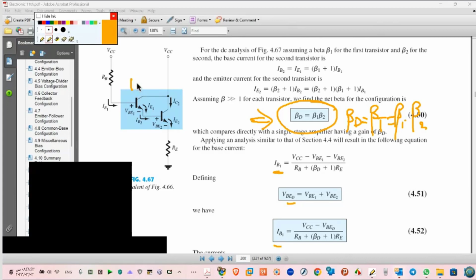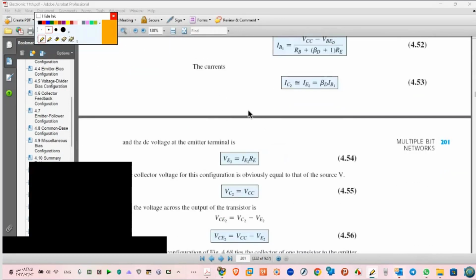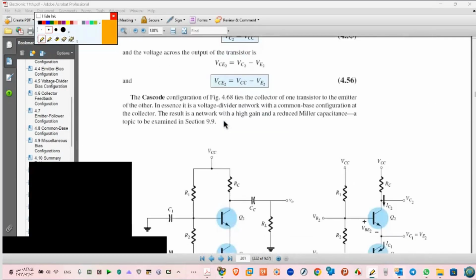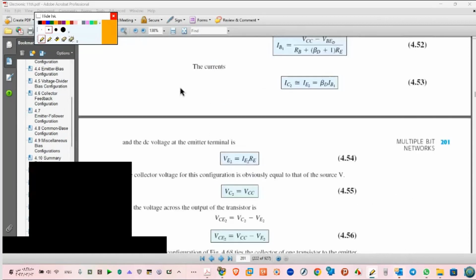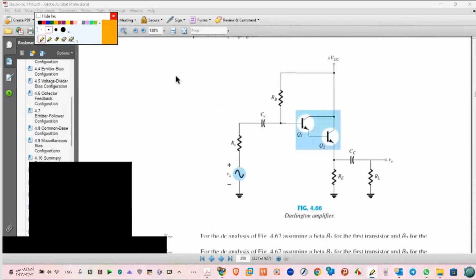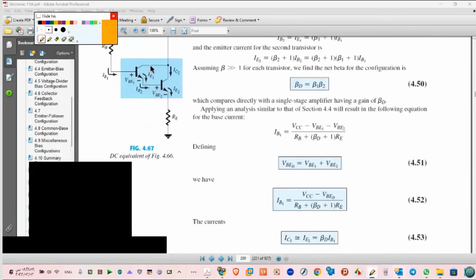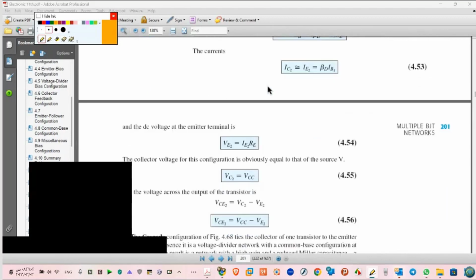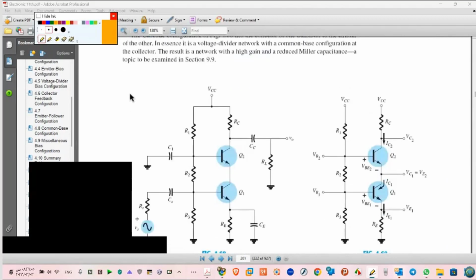So if beta 1 here is 100, and beta 2 also is 100, beta total is 10,000. Again, beta is unitless. So Darlington is very important and gives me a lot of amplification. Then you can calculate VCE1 directly. Here in Darlington, how we can calculate VBE, IB1, IC2, you have to read at home. It's a direct implementation for Darlington.